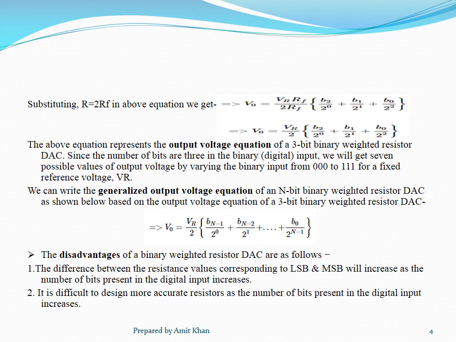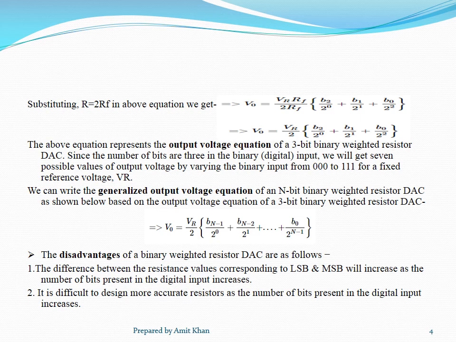Since the number of bits is 3 in the binary input, we will get 7 possible values of output voltage by varying the binary input from 000 to 111 for a fixed reference voltage VR. So we can write the generalized output voltage equation of an n-bit binary weighted register DAC. The equation will be V0 equals VR by 2, into Bn minus 1 by 2 to the power 0 plus Bn minus 2 by 2 to the power 1 plus and so on up to B0 by 2 to the power n minus 1.